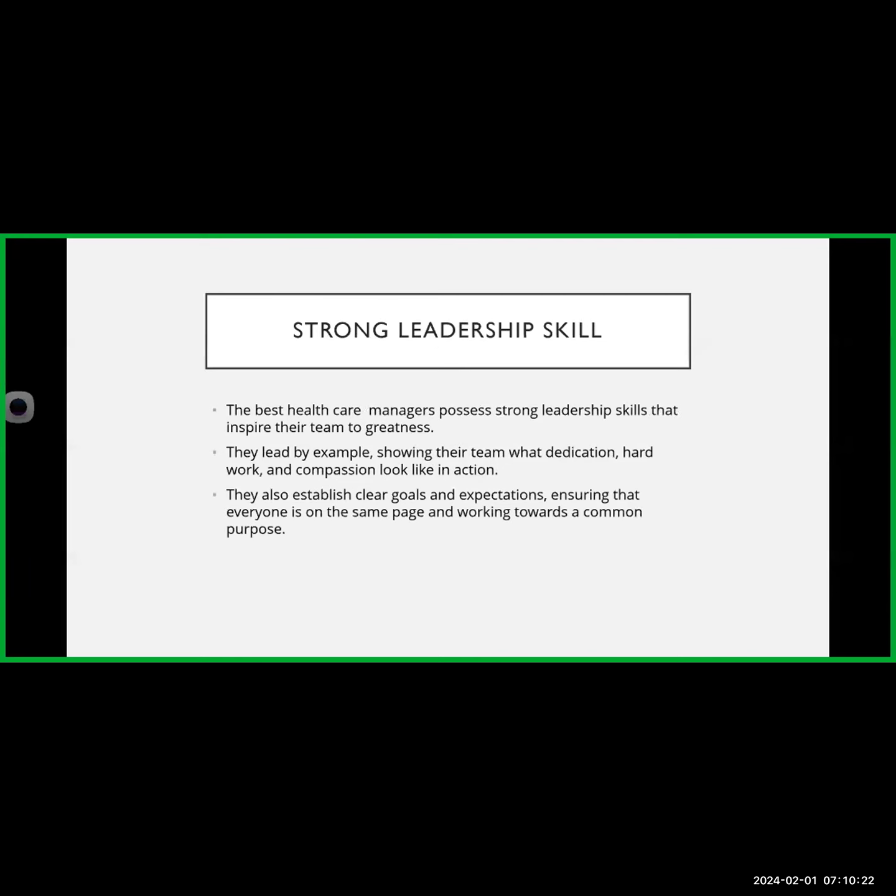Again, the best healthcare managers possess strong leadership skills that inspire their team to greatness. They lead by example, showing their team what hard work, dedication, and compassion is all about. They also establish clear goals and expectations, ensuring that everyone is on the same page and working towards a common purpose.